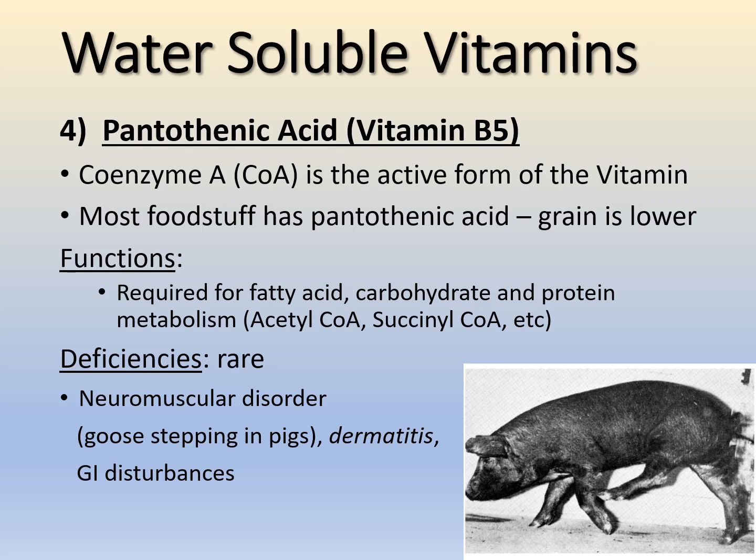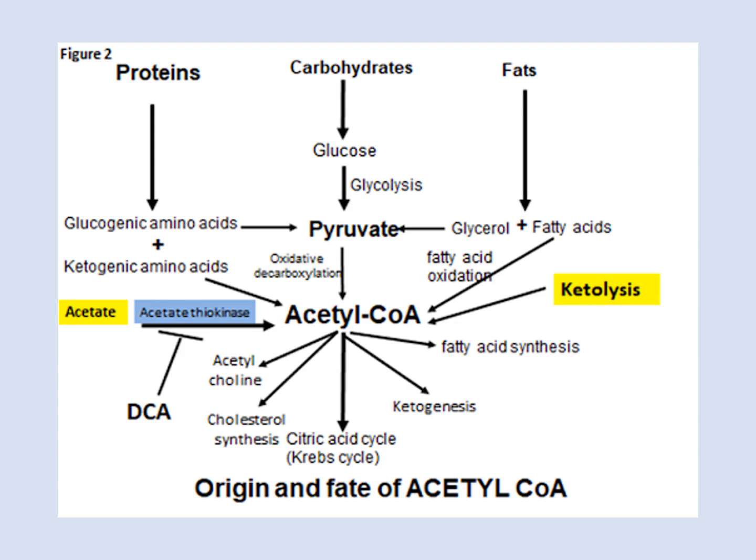Now we don't see as many deficiencies, it's very rare, but if you do see it, there's this interesting neuromuscular disorder called goose stepping, where they have this high kick step that's a very classic neuromuscular problem with this deficiency. You also see some dermatitis, right? I said dermatitis is very common with a lot of these vitamin deficiencies, as well as some GI disturbances.